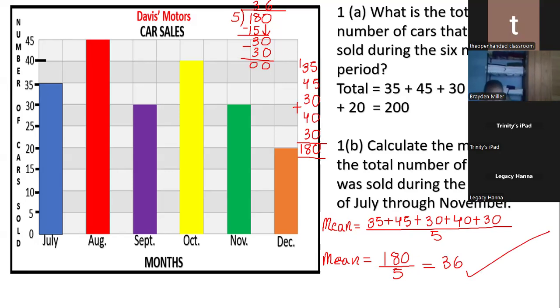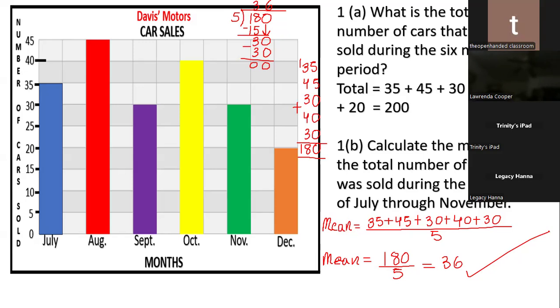Let me know if you understand that. Not really. I have a question on one part of it. Okay. Go ahead, Lorenda. So why did you take out the 20 again? Okay, read the question. Calculate the mean for the total numbers of cars that was... Oh, never mind. You see, understand? Yes, sir. It's from July to November. All right. Any other questions?